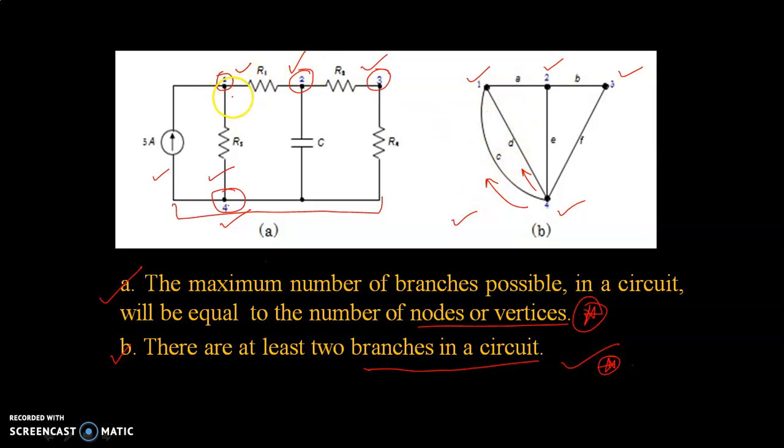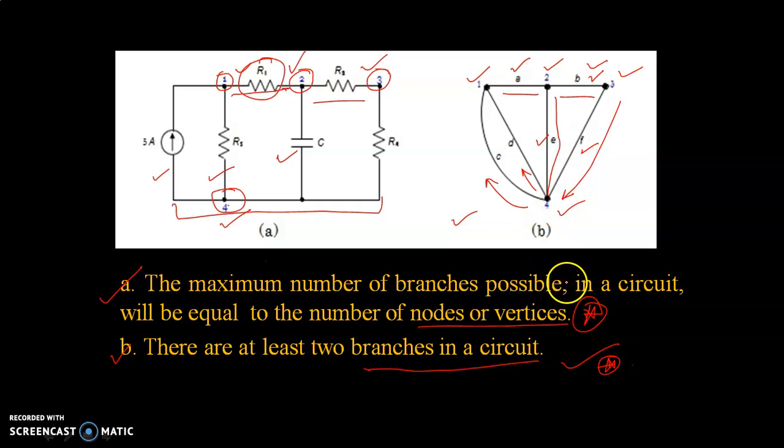From 1 to 2, there is R1. For the connection between 2 and 3, there is R2, represented by B here, and previously it was represented by A. In between 2 and 4, there is a capacitor, represented by E. And in between 3 and 4, there is R4, which is represented by F. So this makes your graph.